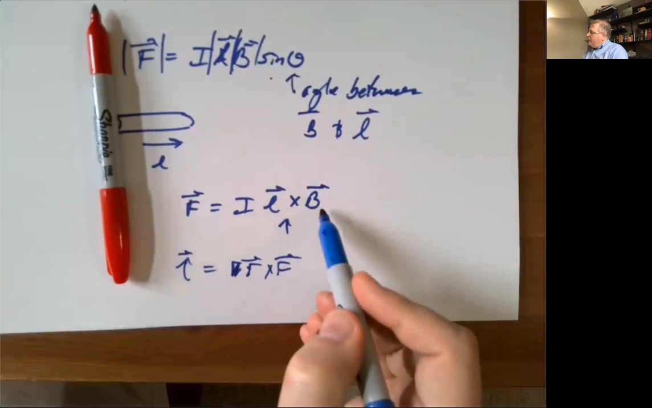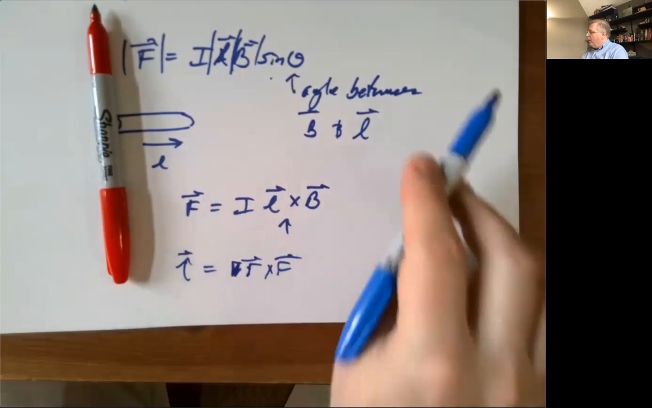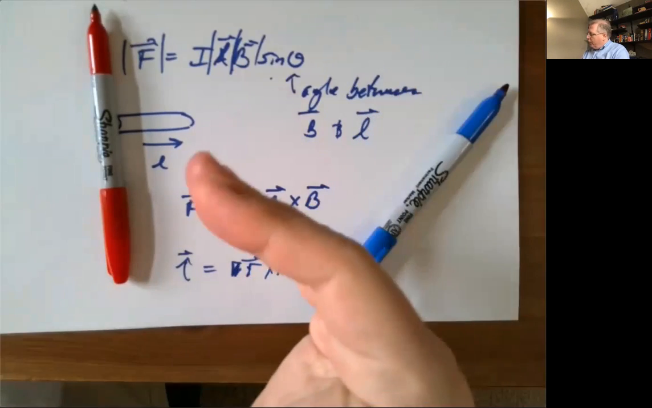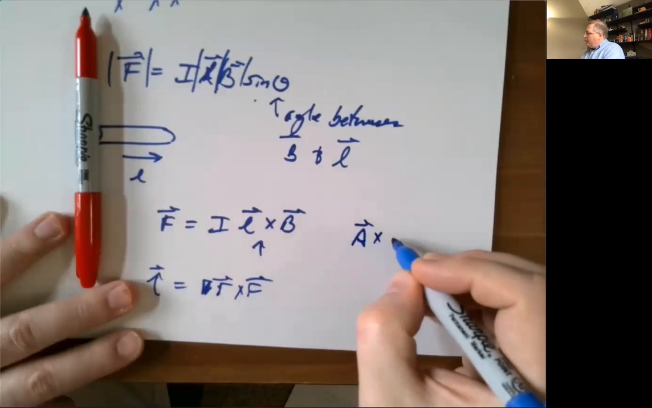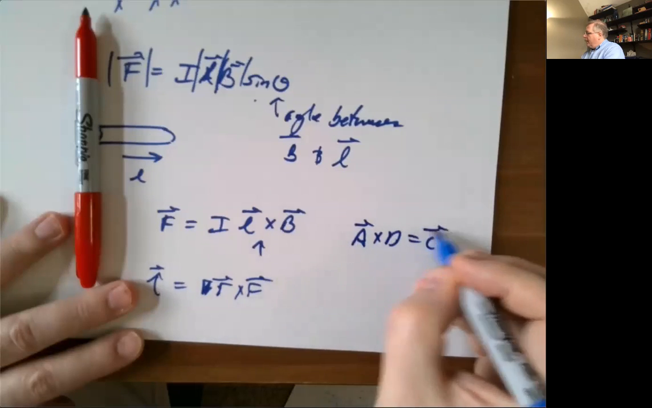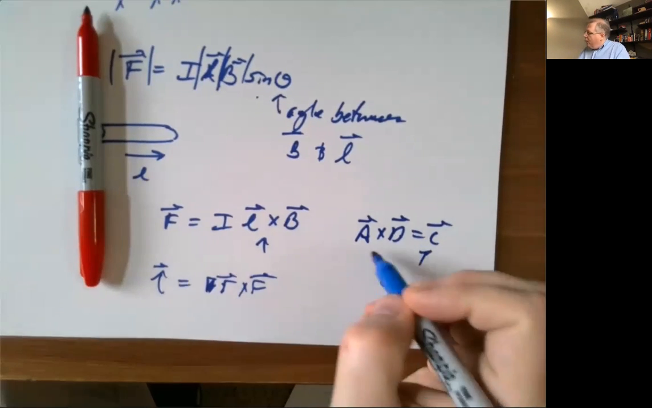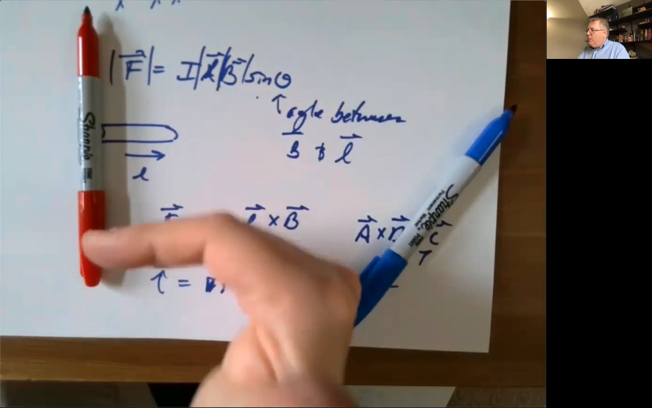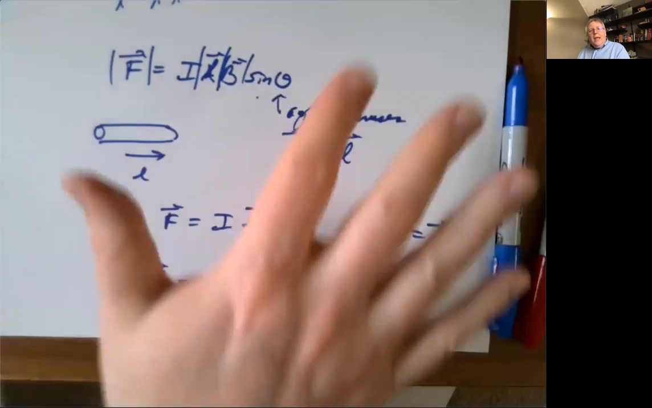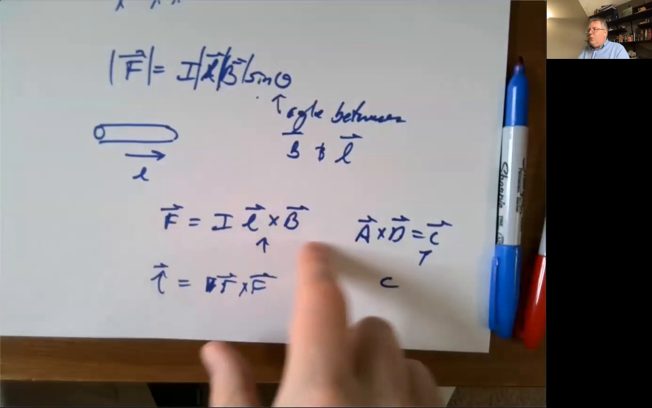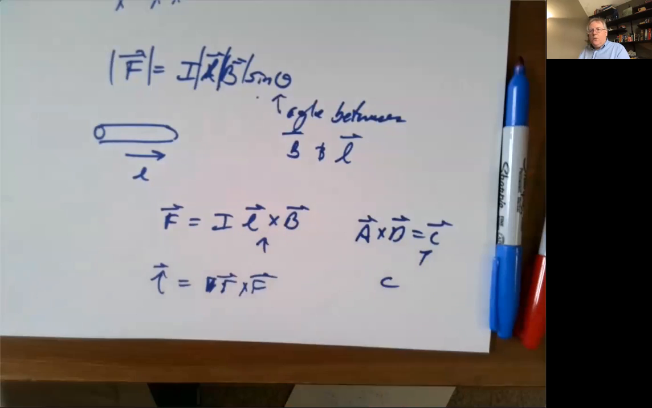So R cross F creates a vector, and you find what it is by the right-hand rule. If you put your hand along R and curl it towards F, that gives you the direction. Anything, A cross B equals C, always has C in the direction of the right-hand rule, where you point your fingers along A, you curl them towards B, and C is the direction of the answer. So this encapsulates the right-hand rule. When I write that cross product, that means I'm using the right-hand rule.